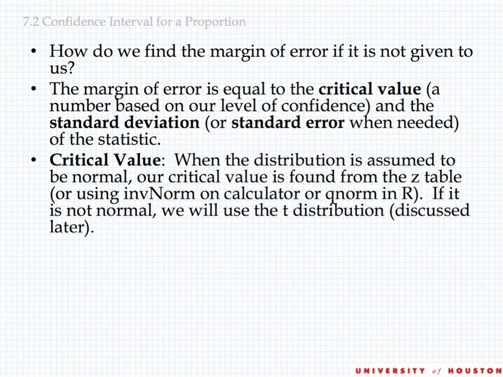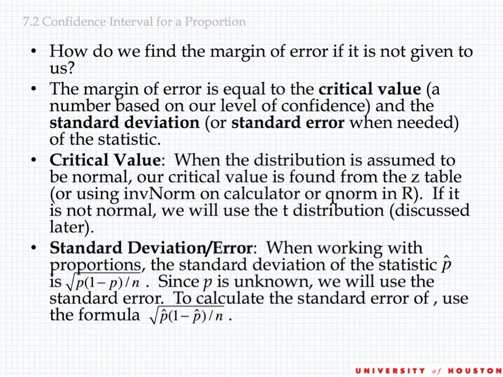When the distribution is assumed to be normal, our critical value is found from the z-table or using the commands inverse norm or q-norm, depending on whether we're using a TI calculator or RStudio. If it's not normal for confidence intervals about means, then we use t-distributions, and that'll be discussed later.